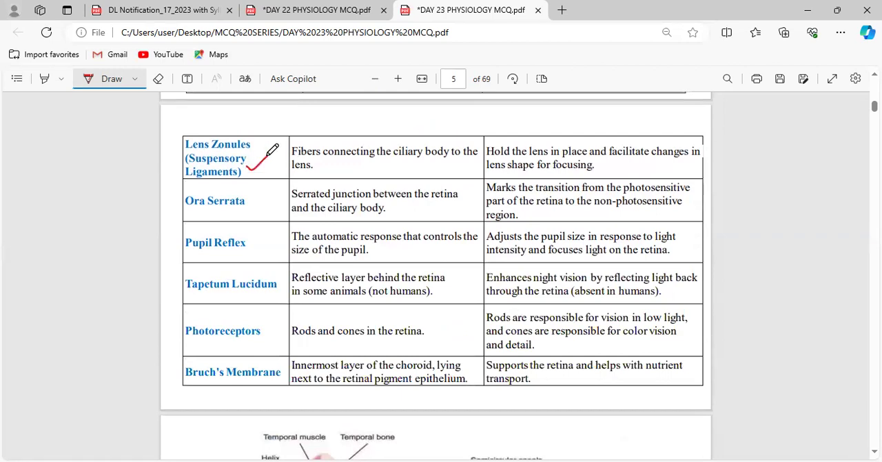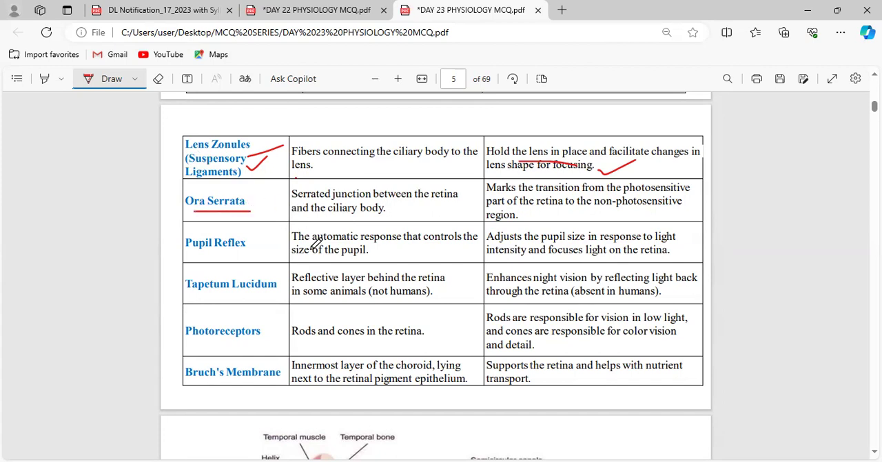Now, lens zonules. We also call them the suspensory ligaments. They are fibers which connect the ciliary body to the lens. And what is the purpose of connecting the ciliary body to the lens? To hold the lens in place and facilitate changes in lens shape for focusing. If there were no connection between the ciliary body and the lens, we could not focus on a particular thing. That is the function performed by the suspensory fibers called the lens zonules.